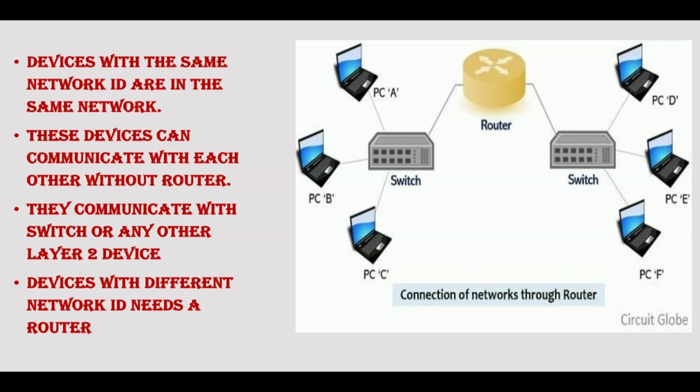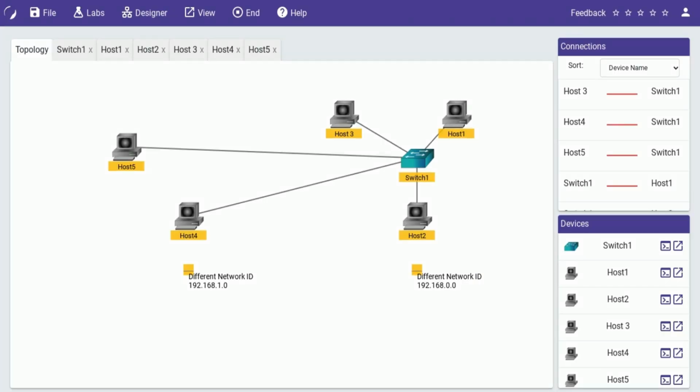Devices with different network ID need a router. As we can see in this network topology, we have one switch and 5 hosts. Hosts 1, 2, and 3 are in the same network, which is 192.168.0.0. Hosts 4 and 5 are in the same network, which is 192.168.1.0. I have assigned unique host IDs respective to the unique network ID.